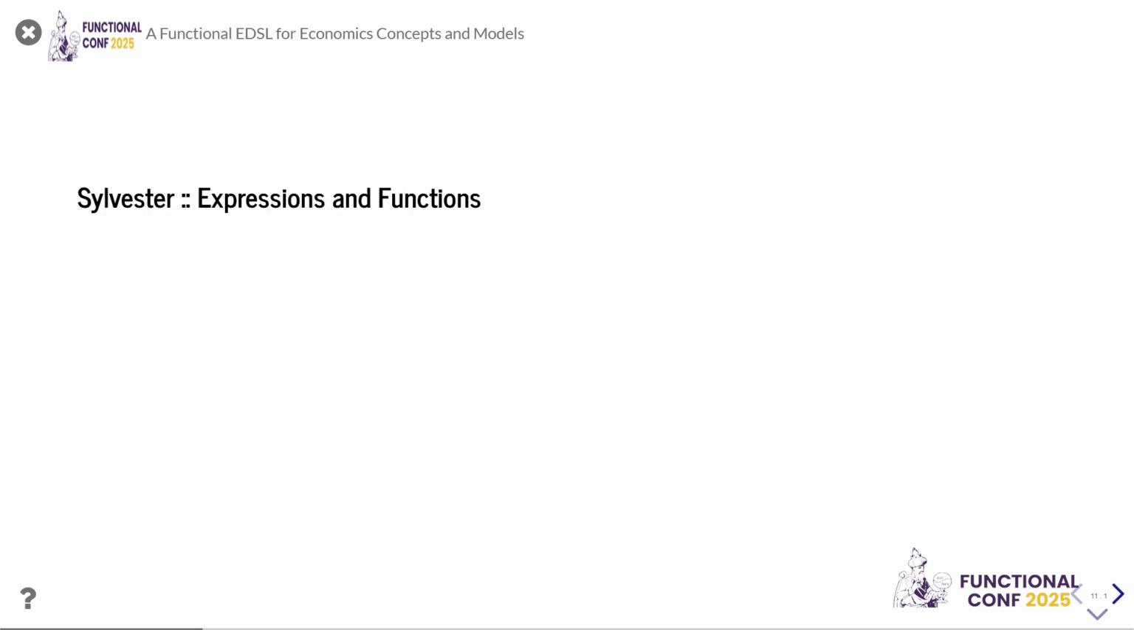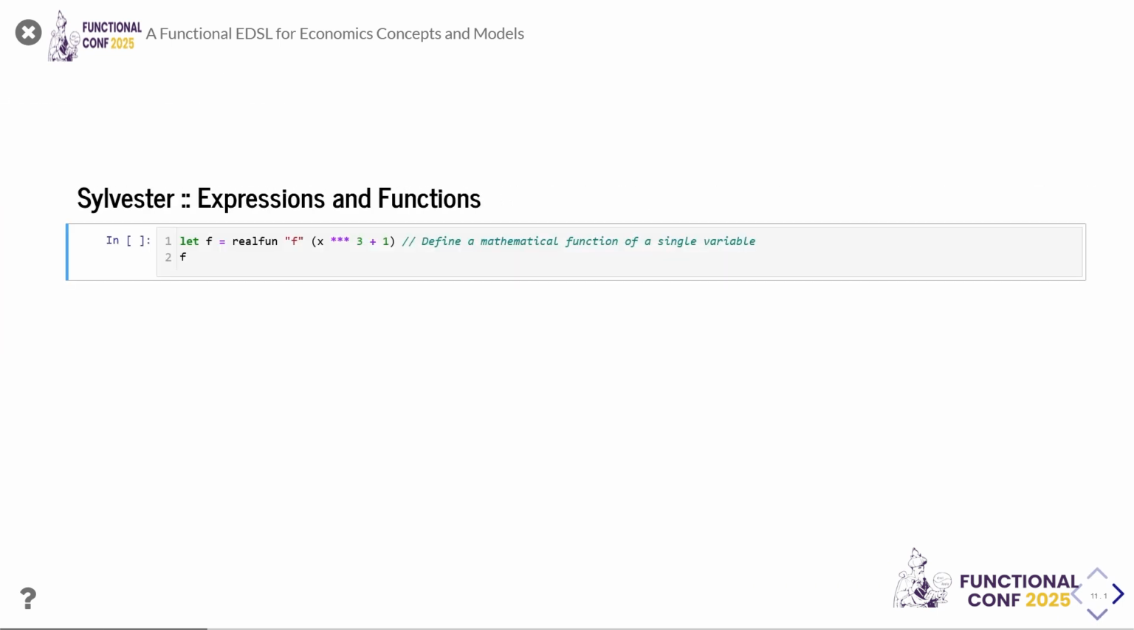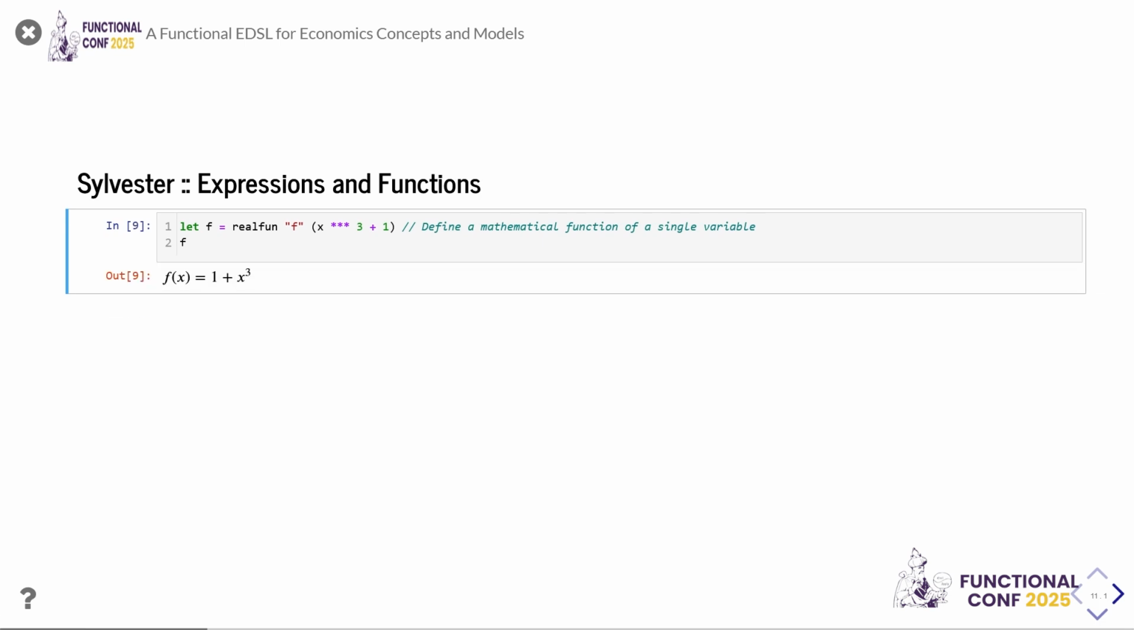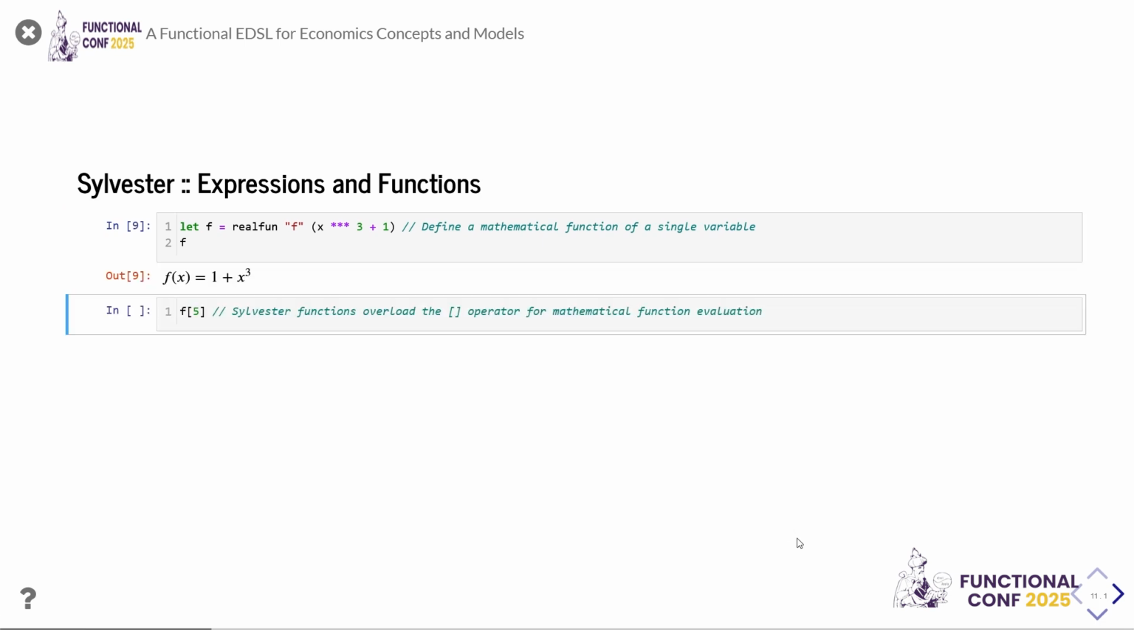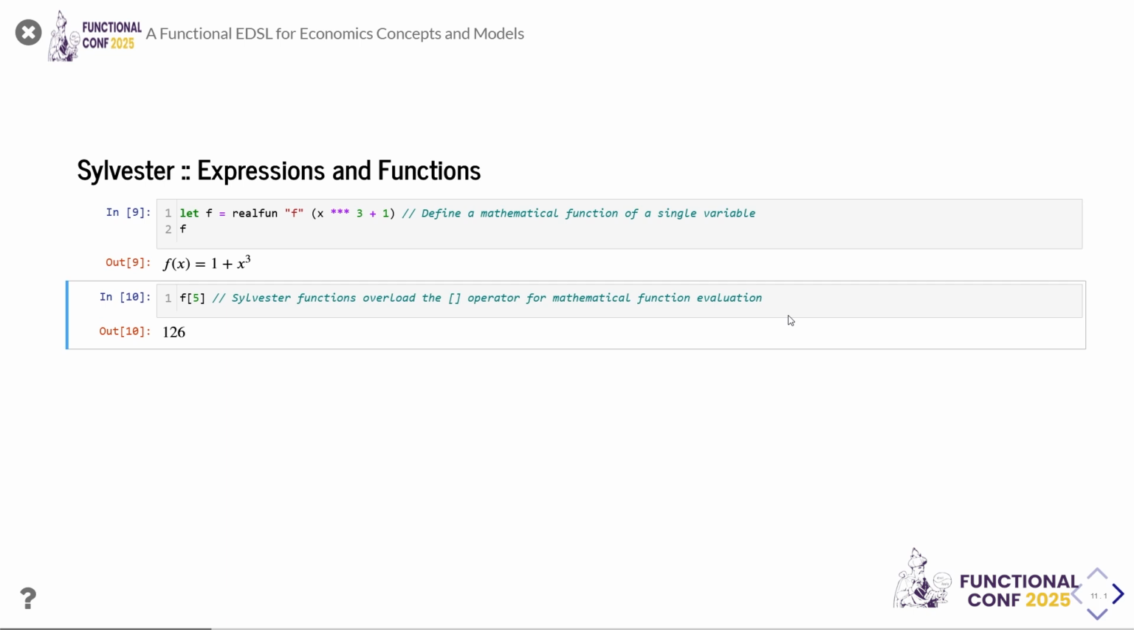from our expressions. And well, we have real functions. So this is a function of a real variable. Okay, and we evaluate. So what happens in Sylvester is that in F# we use the ordinary brackets to do function evaluation, but we want to have custom evaluation for mathematical functions. So we overload the square bracket operator to do mathematical function evaluation as well. So this actually gives you back a numeric function.